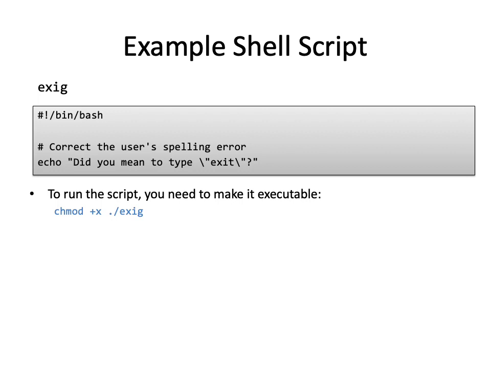So to do that, I can use the chmod command, which will change or modify the permissions of a file. I can do +x, meaning add executable permissions, and then exig to specify the file that I'm changing the permissions of. So when you do that, then sure enough, you can run in bash like any other command. ./exig, and you're good to go.